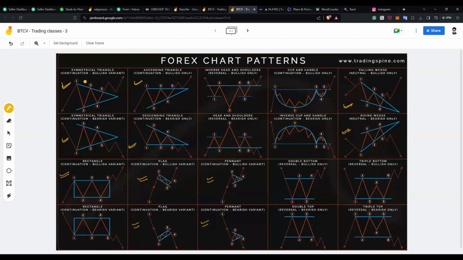Maybe I have told you about the symmetrical triangle also. But this is what I like. Now, to be very honest, I have never used cup and handle. Maybe it's hard for me to figure out a cup and handle pattern, but I've never used it, to be honest. Of course we can talk about it. I can show you some examples of it from the internet, but I've never used it, to be very honest.